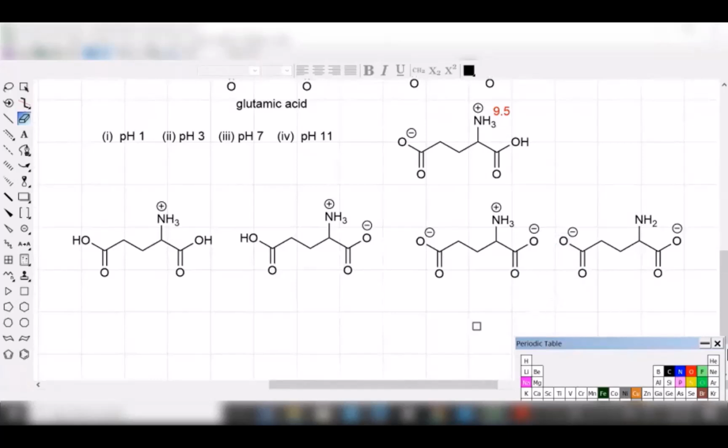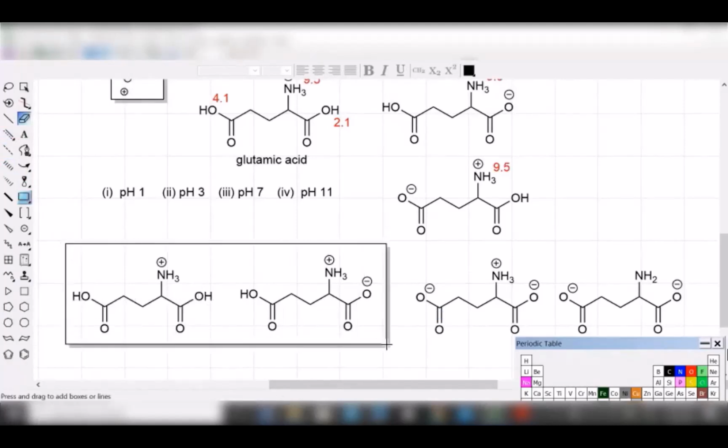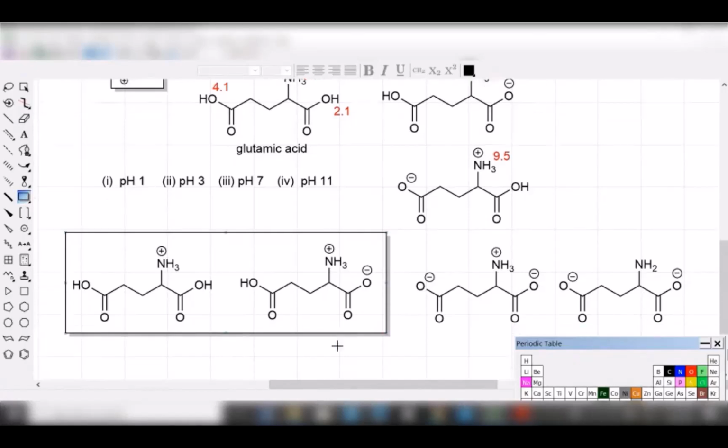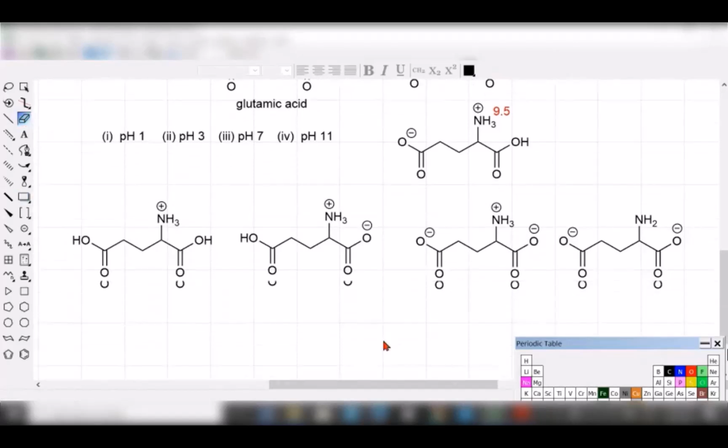Then, of course, if you recall me asking you all before, if I ask you for the major species at pH 2.1, will you be able to tell me that both of these are the major species at 2.1 because you have half of this and half of this? That is an important idea that you need to be aware of. But normally people won't ask you that. They'll just ask you something way above or way below.